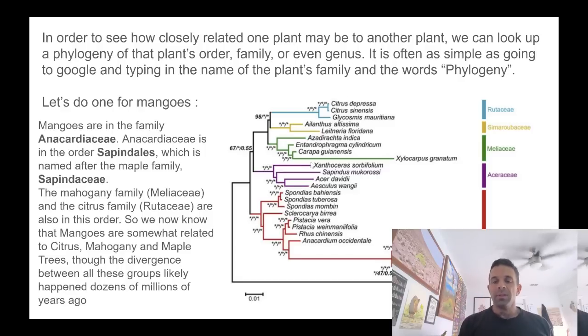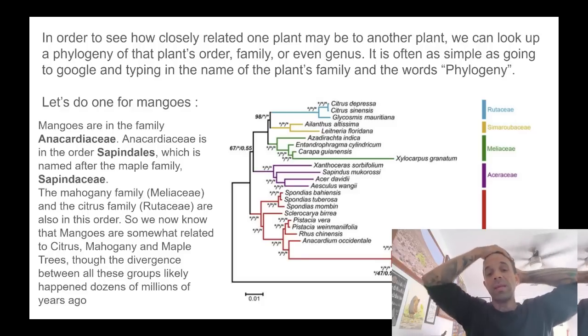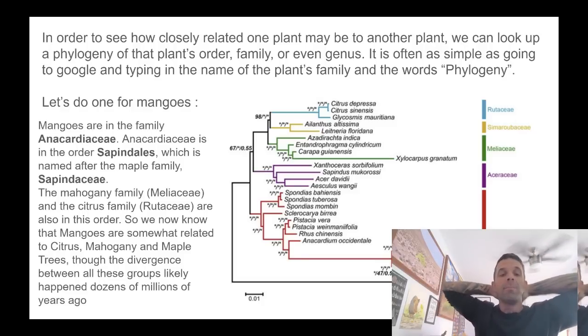So, okay, let's do it for the mangoes. Mangoes are in the family Anacardiaceae. It's the poison oak family. It's the sumac family. Anacardiaceae is in the order Sapindales, which is named after the maple family Sapindaceae. Sapindales is the maple order.